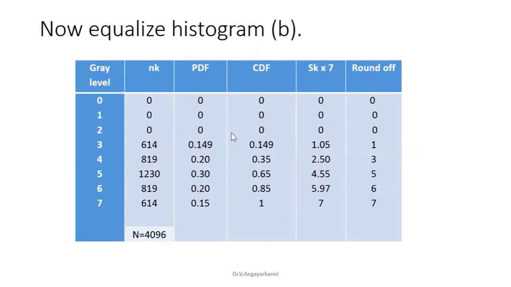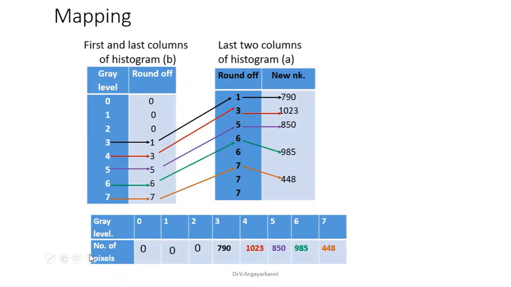Now equalize histogram B, that is the target one. In the same way you calculate all the n values, PDF, CDF and SK into 7, and round off those values. Then we get the two tabulations. The first and last columns of histogram B and the last two columns of histogram A are taken, and now you check how we map the histogram. For gray level 3, 1 is mapped. So for 1, what is the new NK? 790. So that is considered.